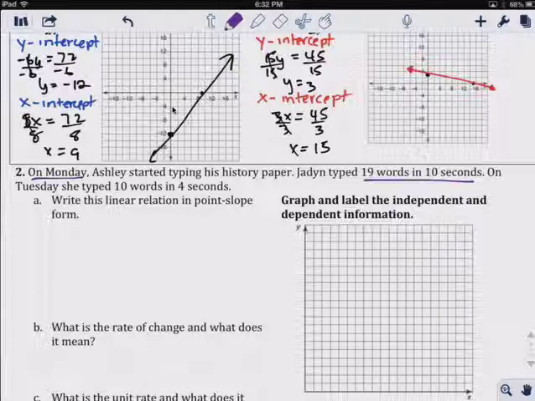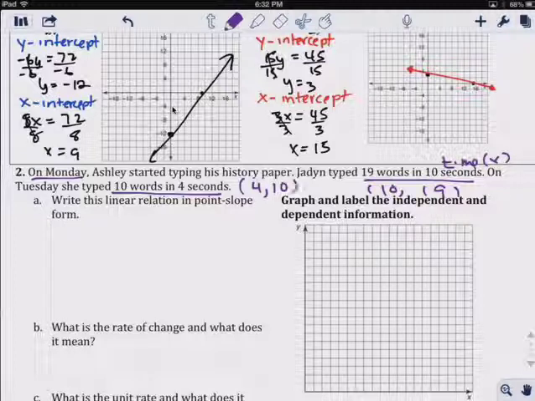They typed 19 words in 10 seconds on Monday. On Tuesday, she typed 10 words in 4 seconds. Remember, it is not 19 and 10. It is 10 and 19 because time always comes first. The independent is x, okay? Time is always x, so that's 4 and 10.